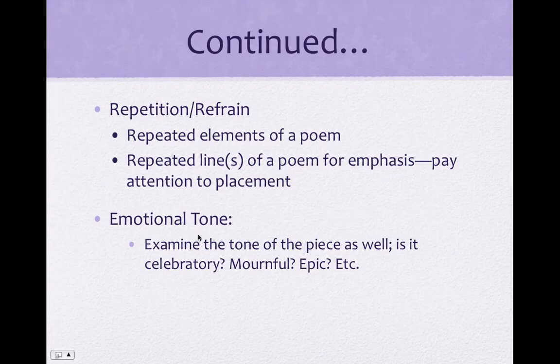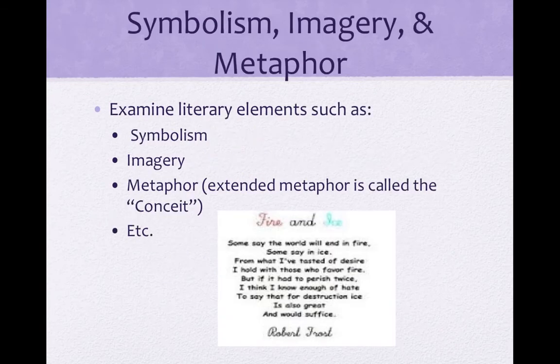And then lastly, you want to look at the emotional tone. So examine how the piece is written. Is it celebratory? Is it mournful? Is it epic? Etc. You also want to examine basic literary elements. This is where the meat of a poetry analysis essay usually comes from. So it's just like any bit of literature. You want to look at things like symbolism, imagery, metaphors, similes, hyperboles. An extended metaphor, by the way, in poetry is called the conceit.